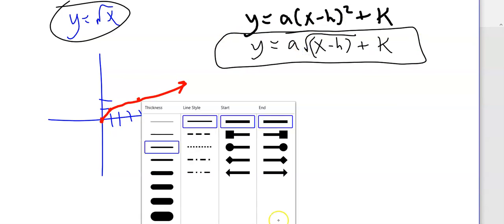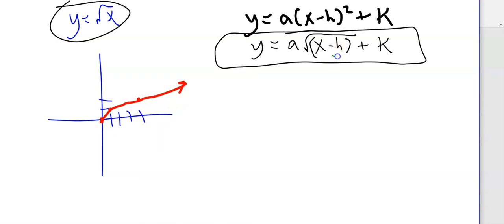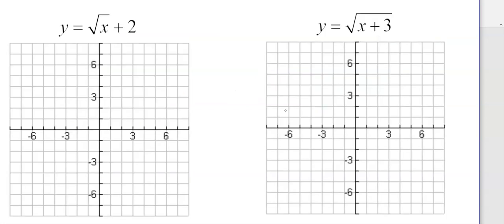Similar to what you've learned before, the h moves things right and left, and k moves things up and down. a can be a couple things. If it's negative, it's going to reflect across the x-axis. If a is bigger than 1, it's going to be a vertical stretch. It's going to pull it up. If a is smaller than 1, it's a vertical shrink or compression.